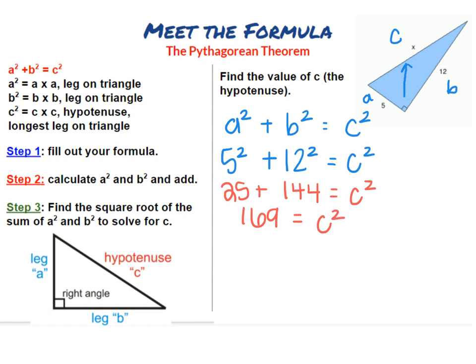The last step I had is find the square root of the sum of a squared and b squared to solve for c. So because 169 is equal to c squared, we're just trying to figure out what times what equals 169. How we do that is we find the square root of 169. You can do this by finding it on your calculator by typing in the square root symbol and then 169, and that'll give us the answer to c. So the square root of 169 is 13. So c is equal to 13.